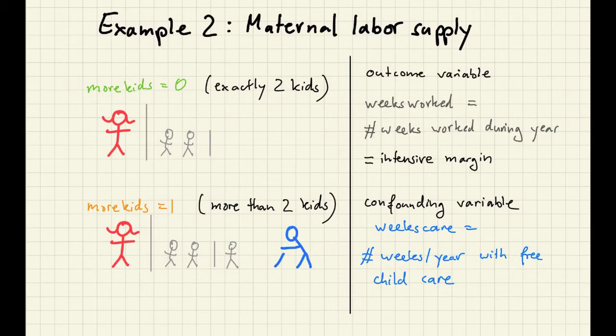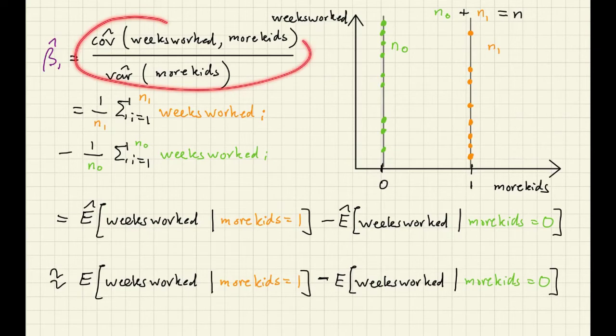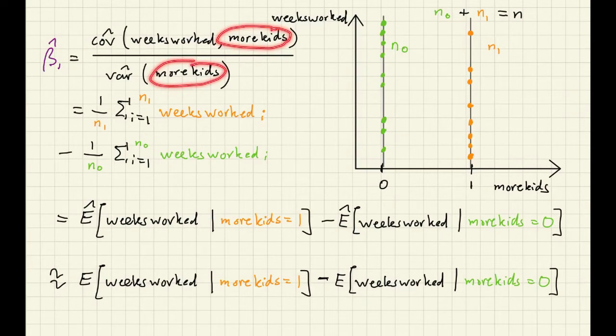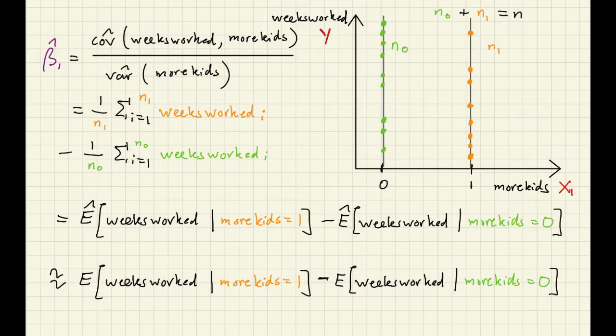The slope coefficient in an OLS regression with a single regressor is given by this expression. So to compute it, we have to compute a covariance and a variance. However, if the regressor is binary, that is, if it takes on only the values 0 and 1, then there's a simpler formula that requires us only to compute 2 means. Let's review this formula briefly, and in doing so, we'll just write for our regressor more kids x1 and for our outcome weeks worked y to simplify notation a little bit.